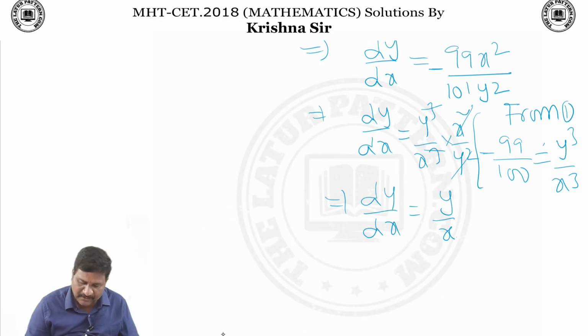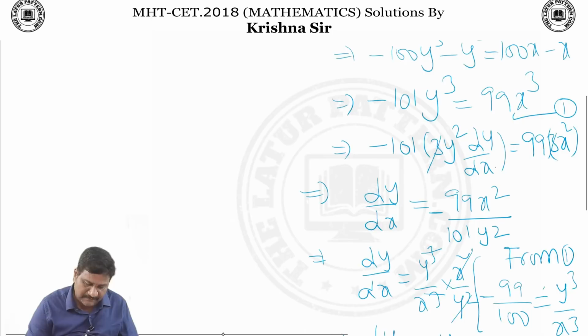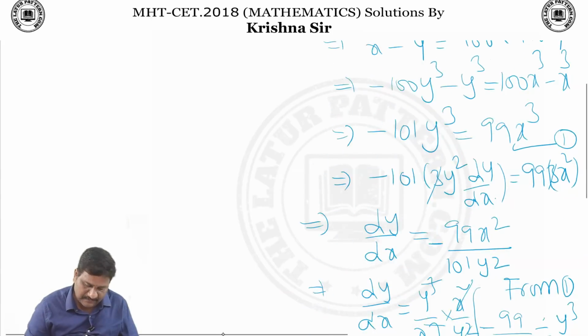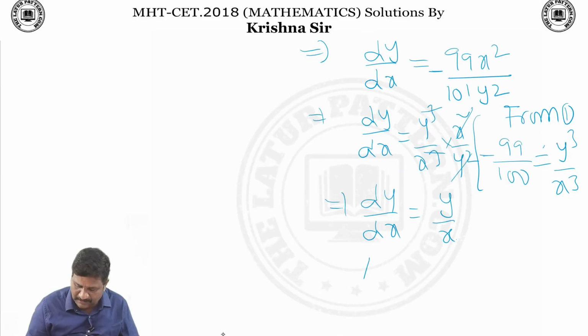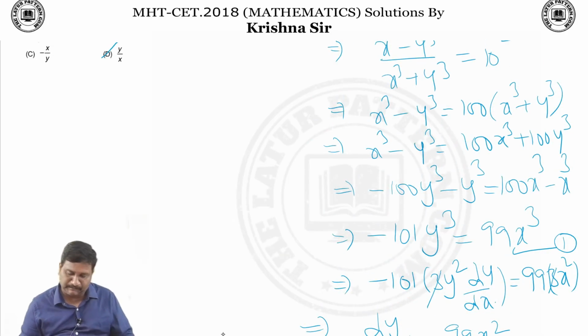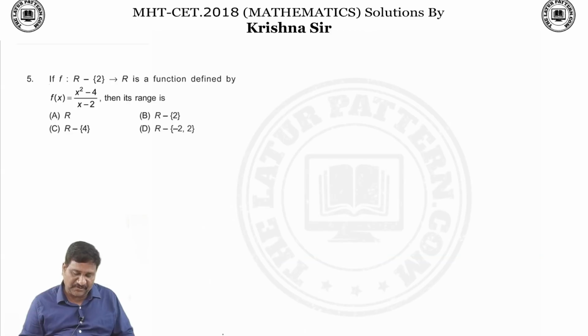Now we see the options. D is our option. Answer D. So solution 5.